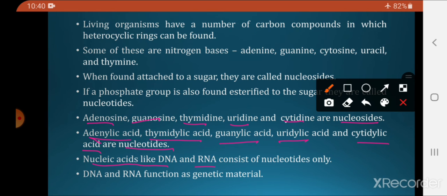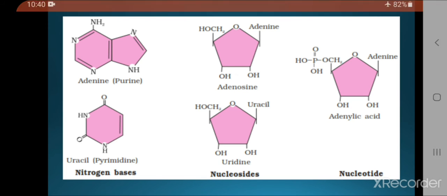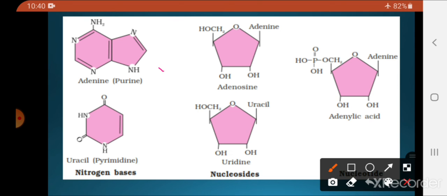Nucleic acids like DNA and RNA consist of nucleotides only. DNA and RNA function as the genetic material. These are the diagrams given in your book. This is a purine, this is a pyrimidine. Only two of them are mentioned, one is adenine and another one is uracil. This is first, third, seventh and ninth, and this is first and this is the third position.